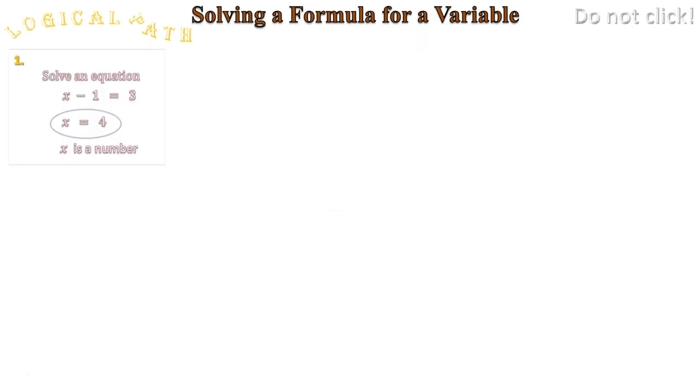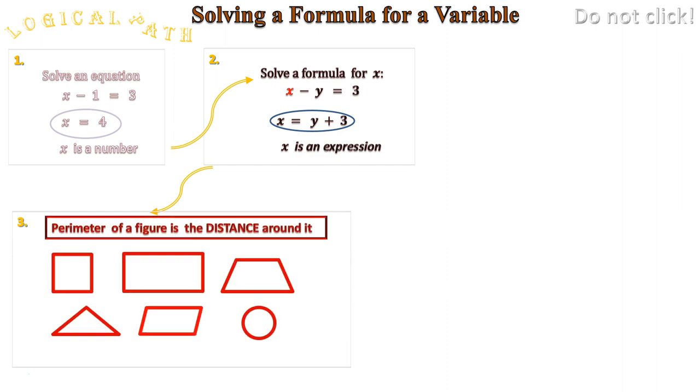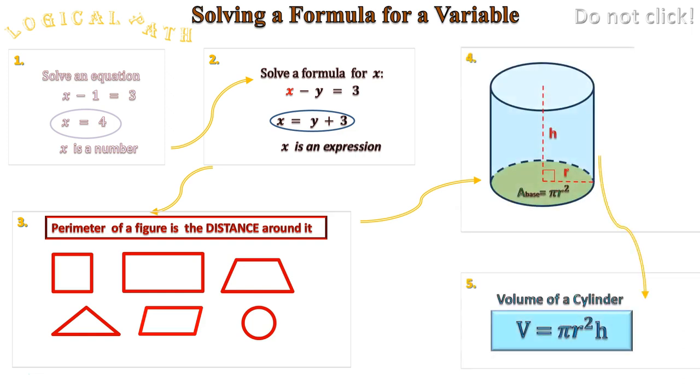Solving a formula for a variable. Logical path. We learn how to solve equations, and usually the solution would be a number. And now we are going to talk about how to solve a formula, and be prepared that the solution would be just an expression. So next we will move to formulas for perimeter, and formulas for area, and formulas for volume. This is what we are going to practice on the next slides.